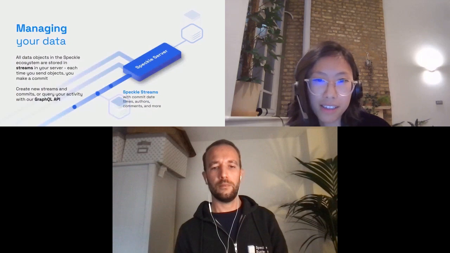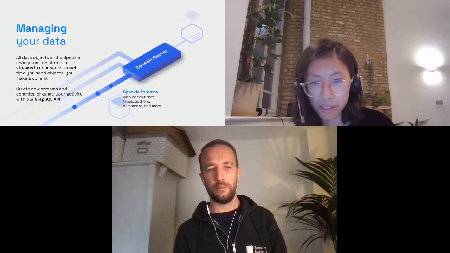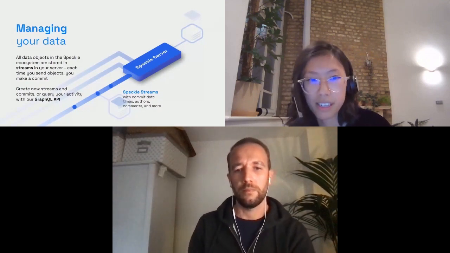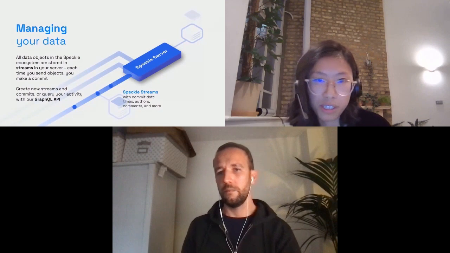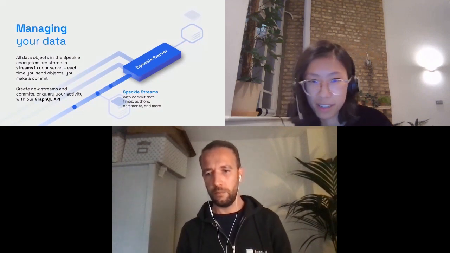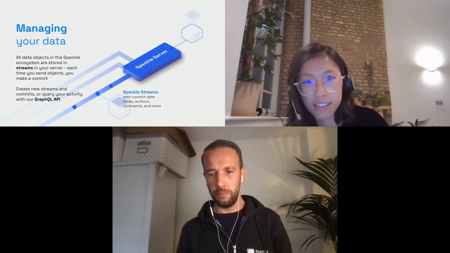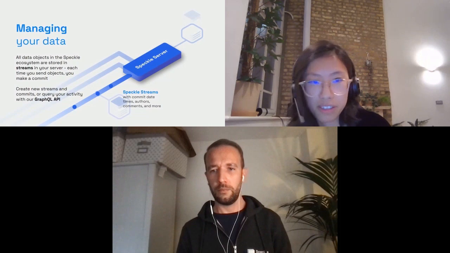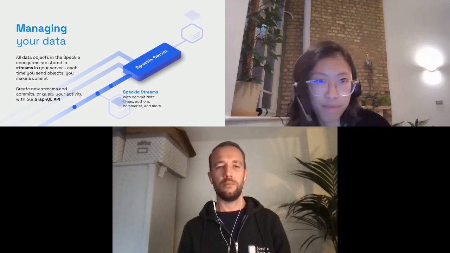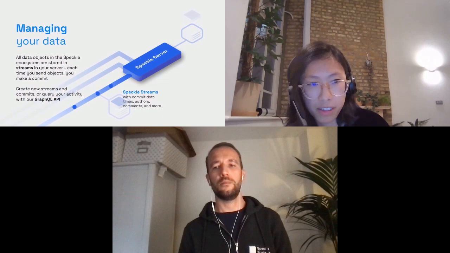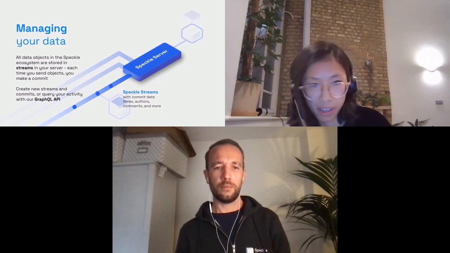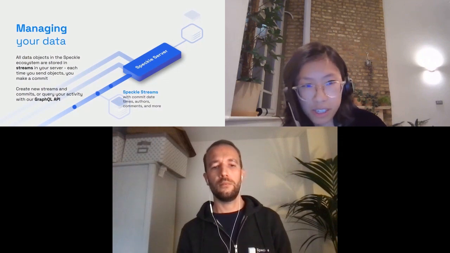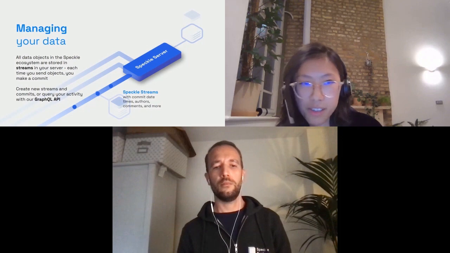The next leg is in managing your data. So all of your base objects, your Speckle objects, are sent in streams, and each stream will keep track of when you send objects, what objects you send, who sent it, any comments that you wanted to add to the objects that you send, and other data for you to query as well. So part of what we offer with our API is the ability to create new streams, to manage your existing streams, or to query your stream activity.